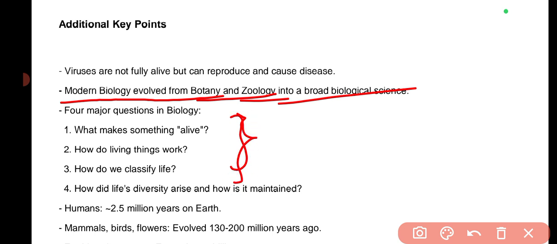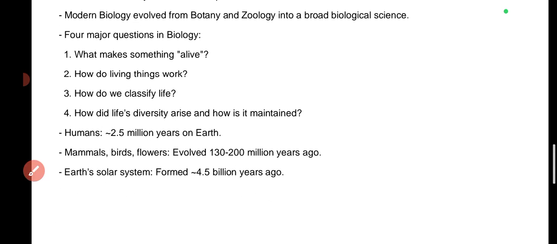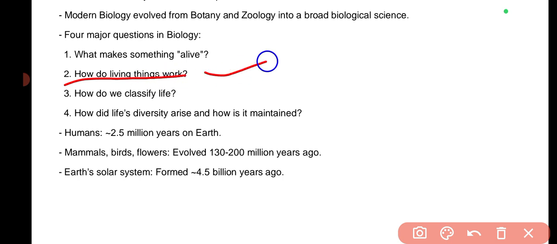Okay, then modern biology evolved from botany and zoology into a broad biological science, and the four major questions that biology seeks to answer, I summarize them as: what makes something alive? What are the characteristics that we see that make us say something is alive? And how do living things work?